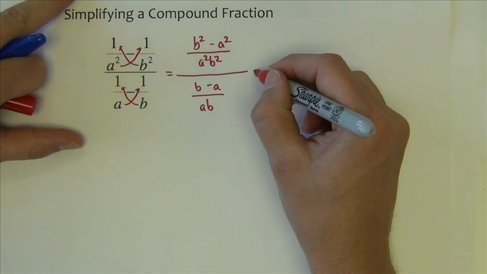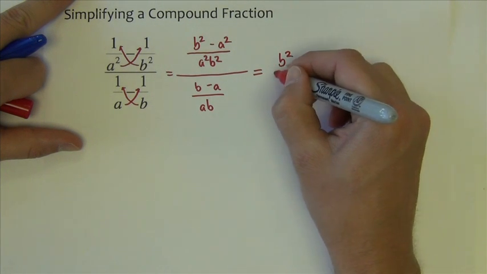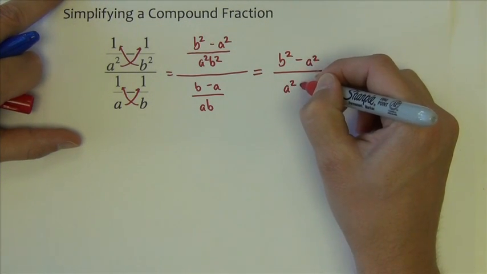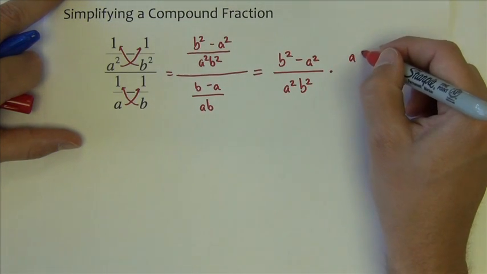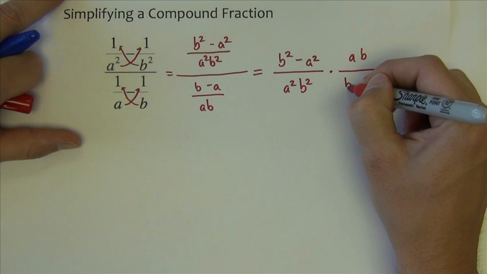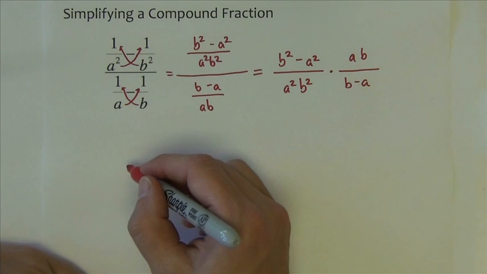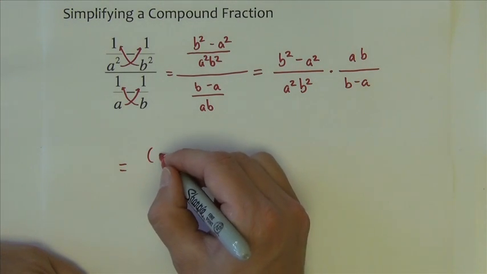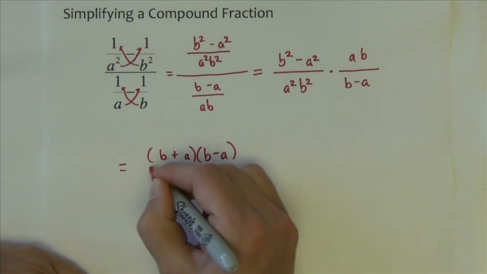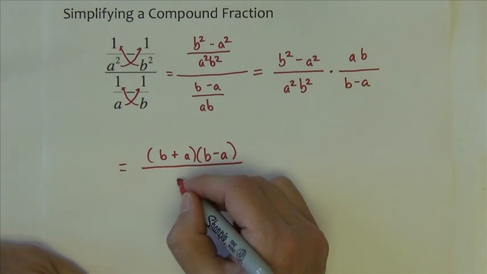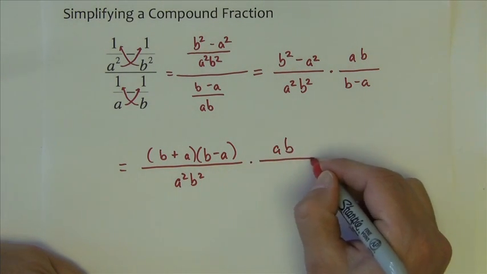Now, since this is a division problem, we'll rewrite it as a product. B squared minus a squared over a squared b squared times, and we're going to reciprocate this, ab over b minus a. Okay, next we need to check, can I factor anything? Well, the numerator of the first fraction is b plus a, b minus a. I can't factor anything else.